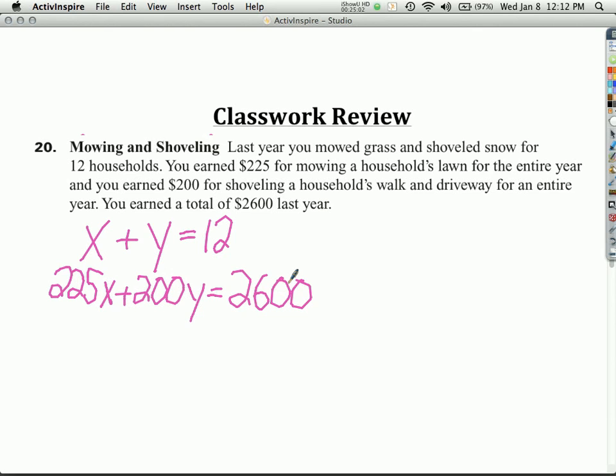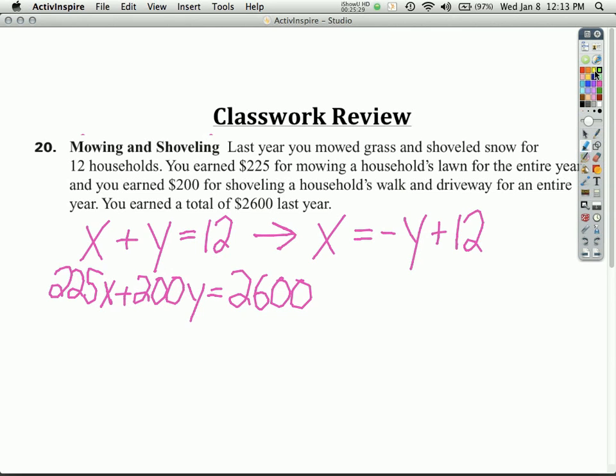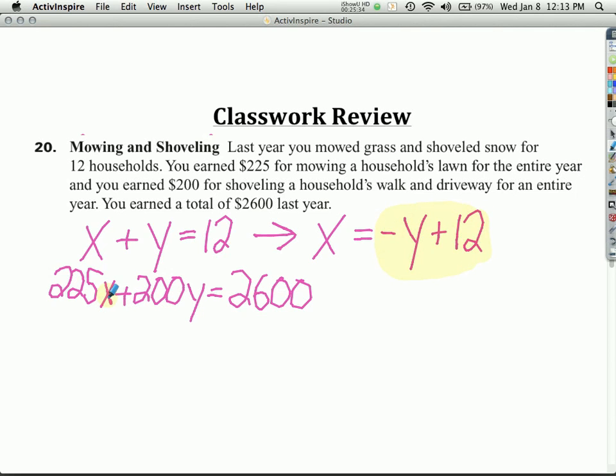Anita? Yeah, it's by far the easiest. You can isolate either variable. It's totally up to you. So which variable would you isolate in? X? Okay. So we're going to turn this into x equals negative y plus 12. And so now we have x equal to this expression, and we can take this x away and replace it with that expression.